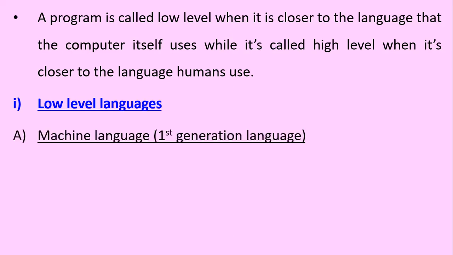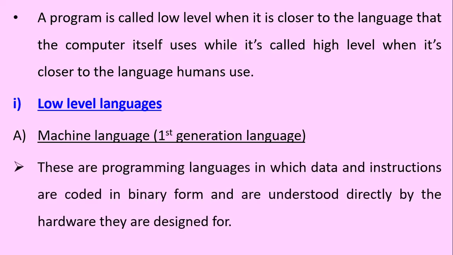We commence by looking at what we call the machine language, or what we refer to as the 1st generation languages in the history of programming languages. Machine languages are programming languages in which data and instructions are coded in binary form and are understood directly by the hardware that they are designed for.